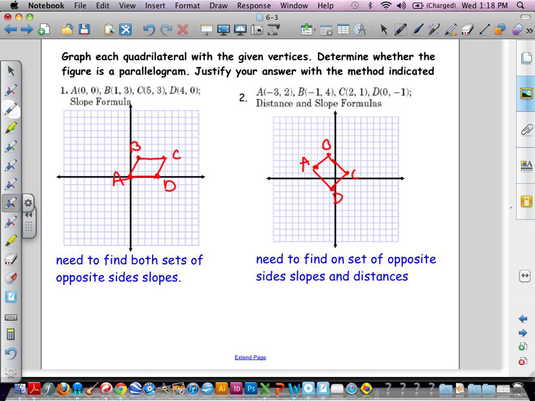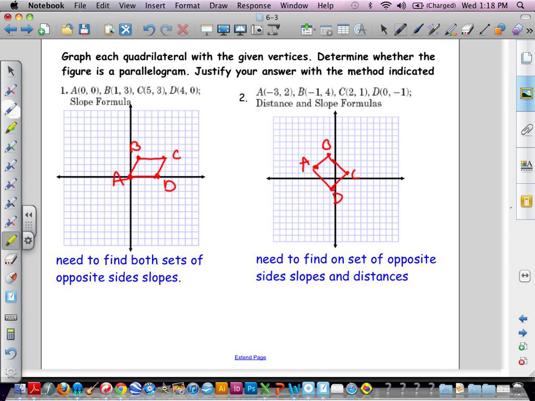Let's move on to the next section. It says graph each quadrilateral with the given vertices. Now, I already took the time to graph those. You may need to pause the video to do that. I did that to save some time and keep my video down to its allotted time. Then I have to decide if the figure is a parallelogram. Justify your answer with the method indicated.